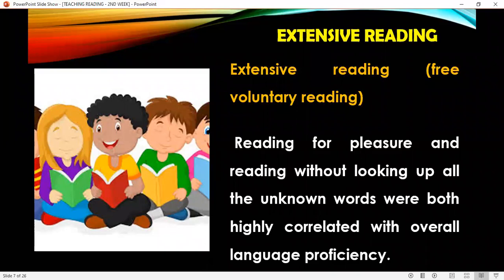And teacher, how can we apply this? Can we apply this extensive reading in a class? What do you say? Can we apply this kind of reading in a lesson? Yes, if we look for a topic that they like. Yeah, all right. Any other idea? Let me see the chat.